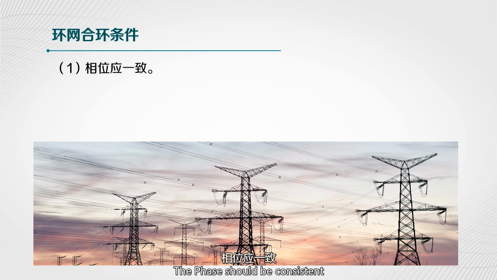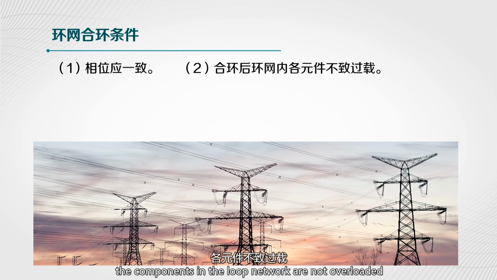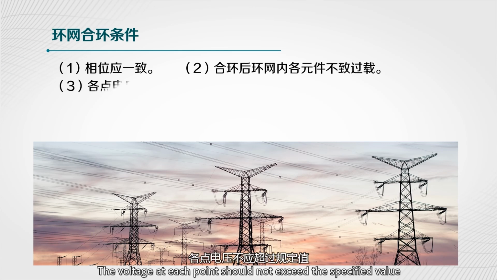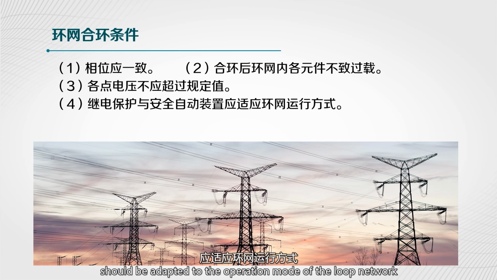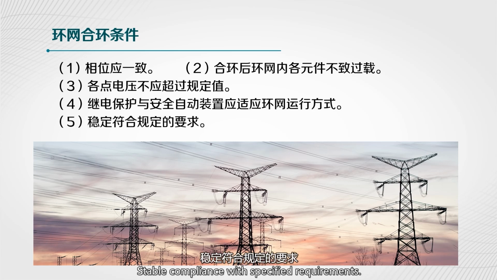The closing of the loop network should pay attention to the following. The phase should be consistent. After closing the loop, the components in the loop network are not overloaded. The voltage at each point should not exceed the specified value. The relay protection and safety automatic device should be adapted to the operation mode of the loop network. Stability should comply with specified requirements.